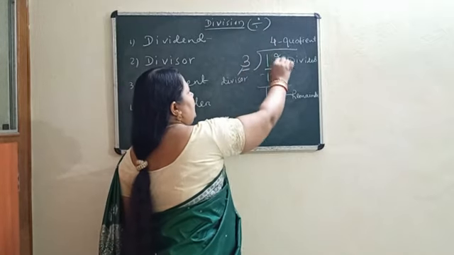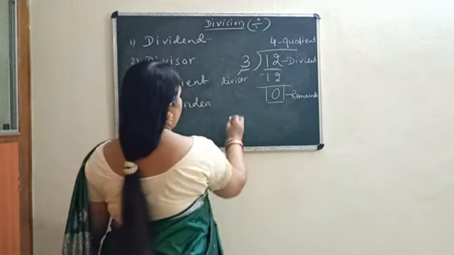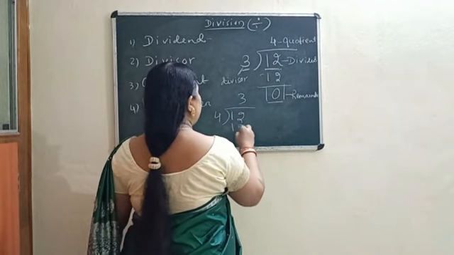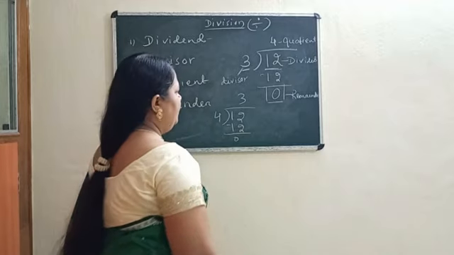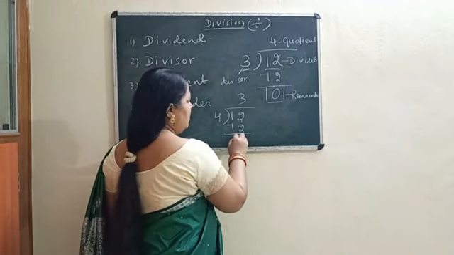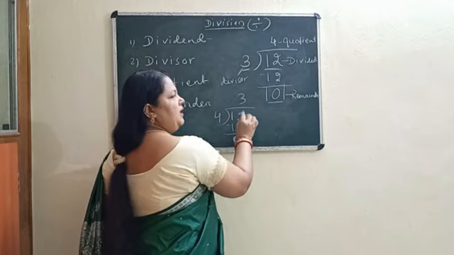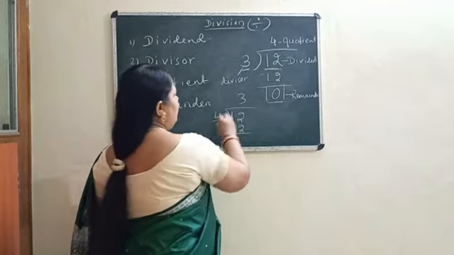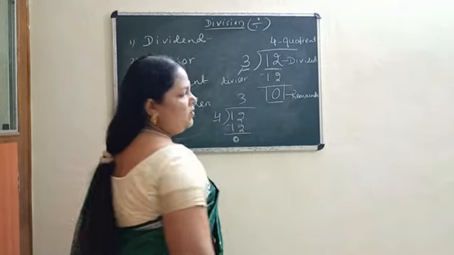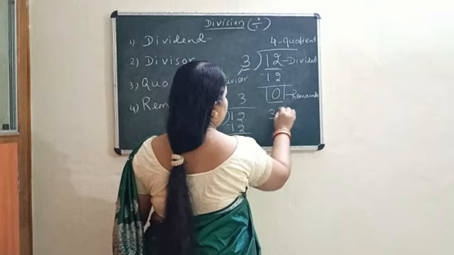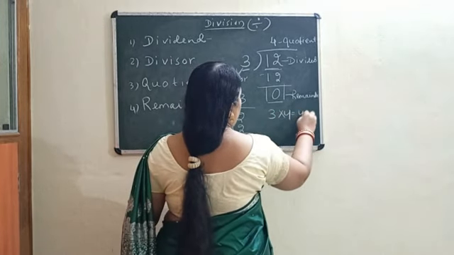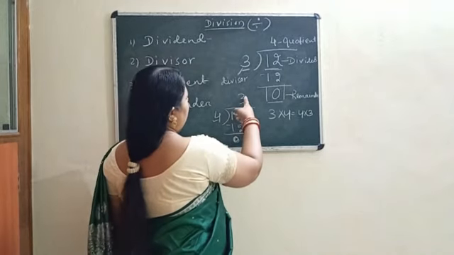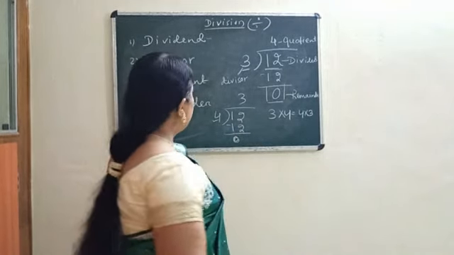3 4s are 12, and just opposite, if we divide 12 by 4, 4 3s are 12, we are getting 0. That means if we are getting remainder 0, we can say 12 is completely divisible or exactly divisible by 4. 4 3s are 12, 3 4s are also 12. In multiplication we have already discussed 3 into 4 equal to 4 into 3, order property. So 3 4s are 12, 4 3s are also 12.